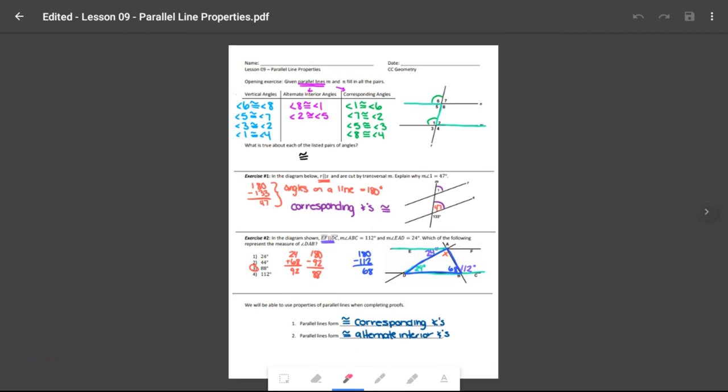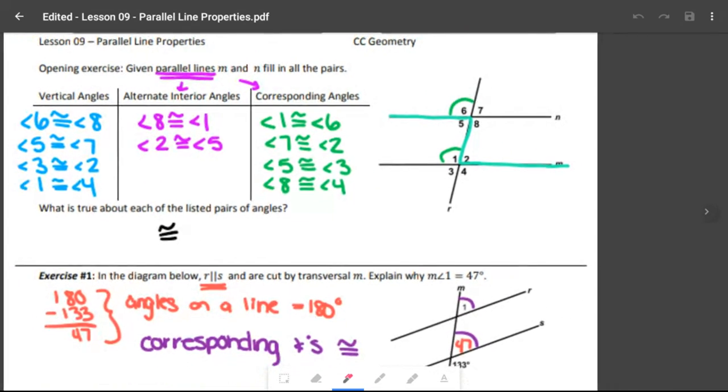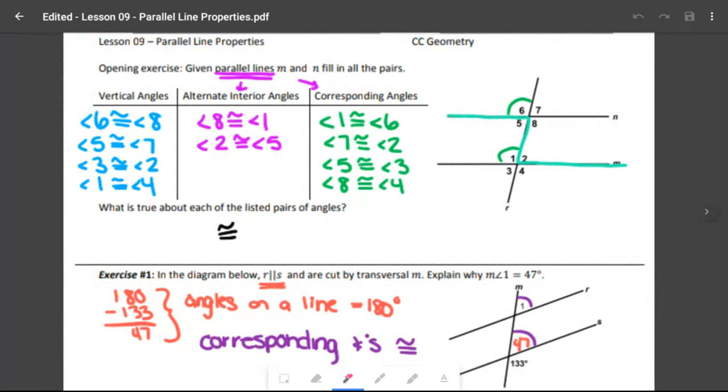In class today, we were able to talk about vertical angles and corresponding angles, as well as alternate interior angles. So we recapped with this opening exercise, so we should have these notes from class today. All these pairs of angles that are mentioned are all congruent to one another. So we know the vertical angles can come from any pair of intersecting lines.